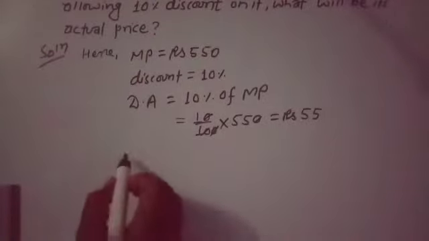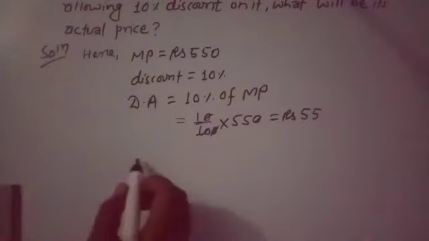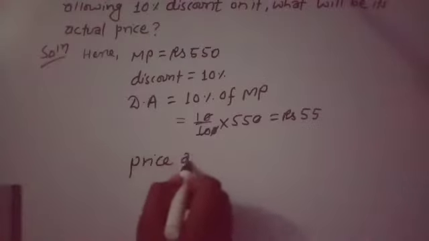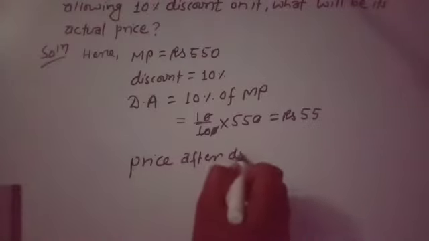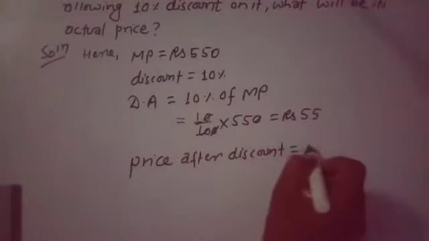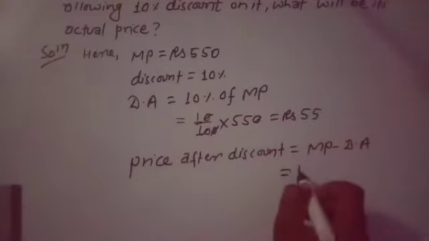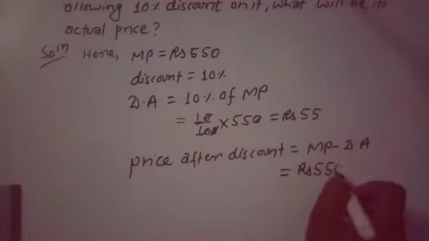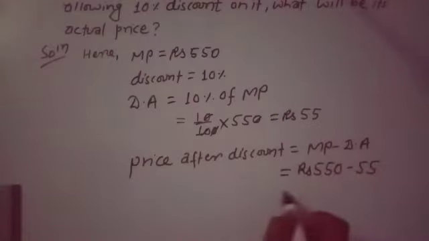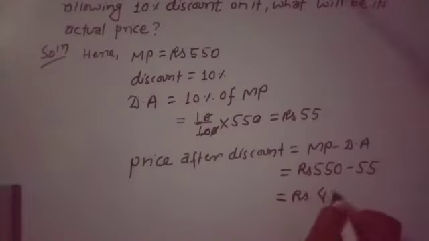Then the price after discount, which is the actual price, equals MP minus discount amount. MP is Rs 550 minus 55. This is Rs 495.